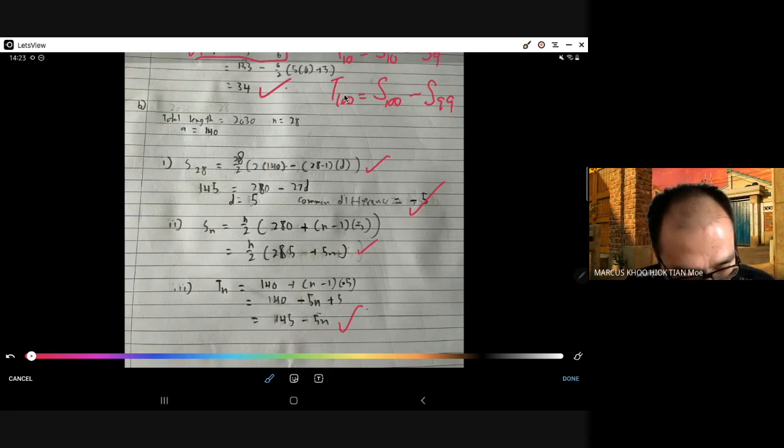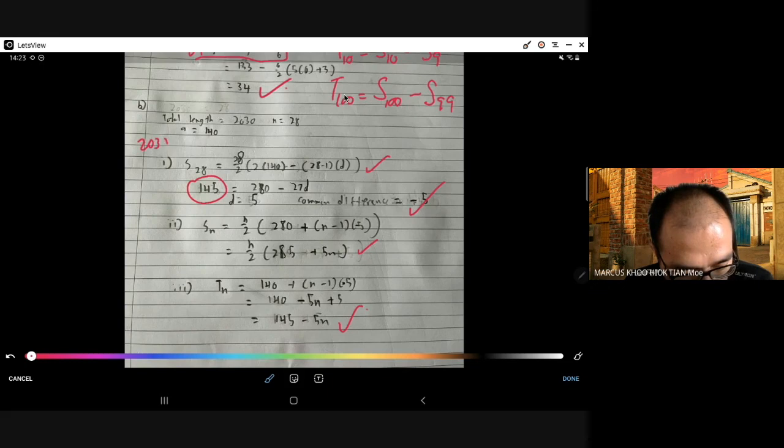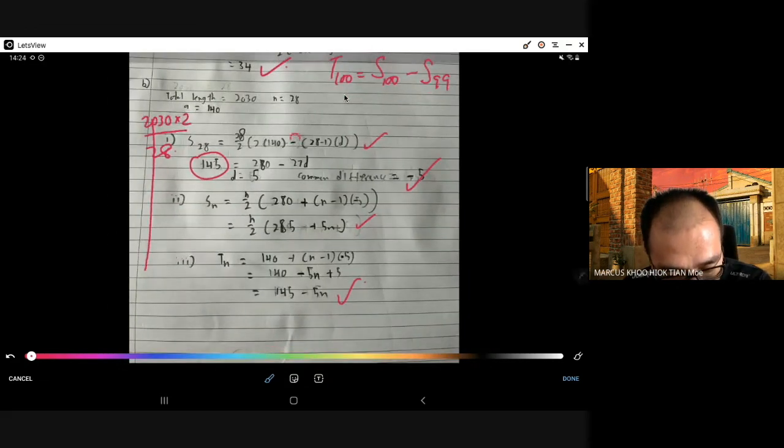Just one thing. Why is this 145 though? 2030 times 2 divided by 28. Yeah. Oh, okay. Did you use the wrong formula? This is plus.